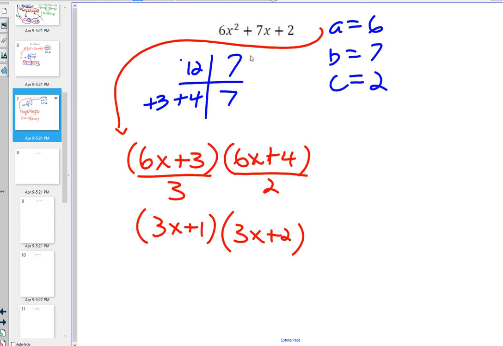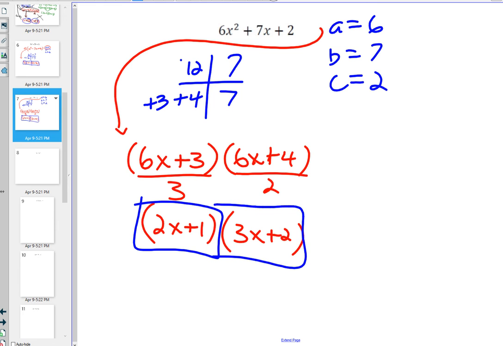Now if I, actually wait, no, this is wrong. Sorry, this should be a 2. Did you get it? No, I made a mistake. 6x divided by 3 is 2x. So now if I were to multiply these two, I would get what I started with.